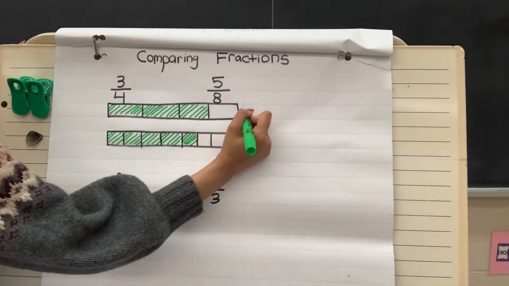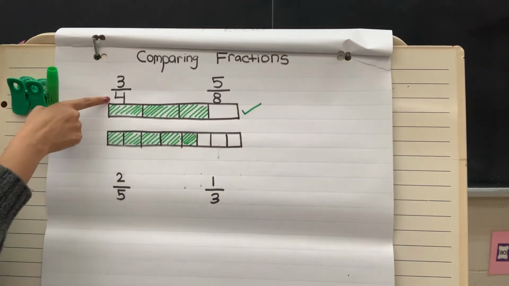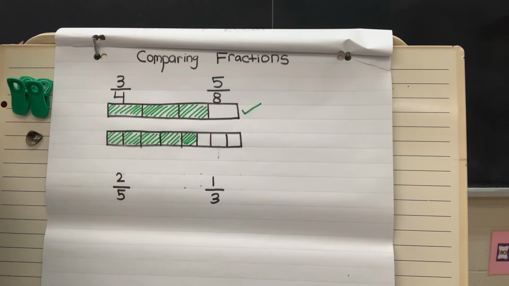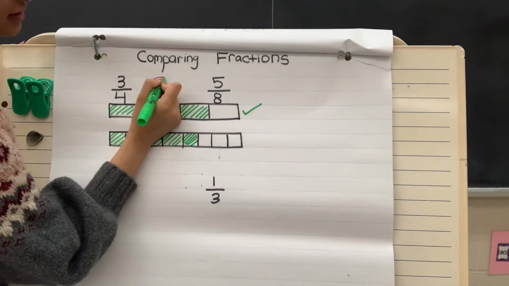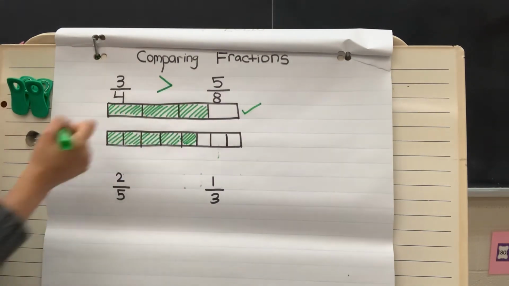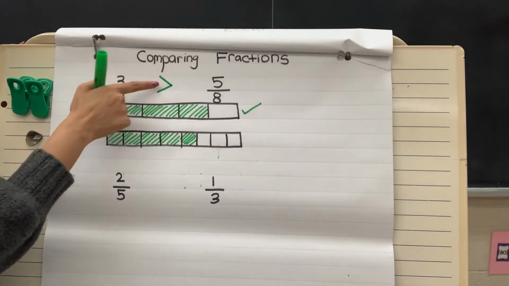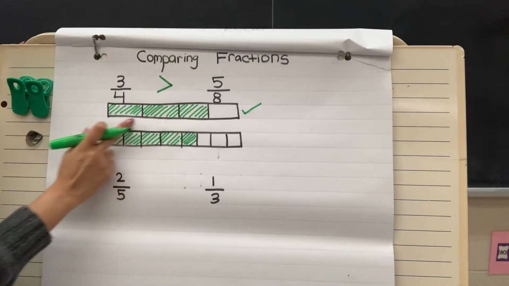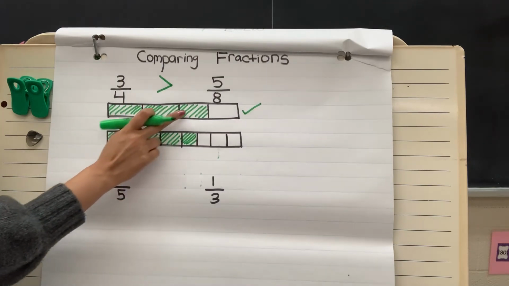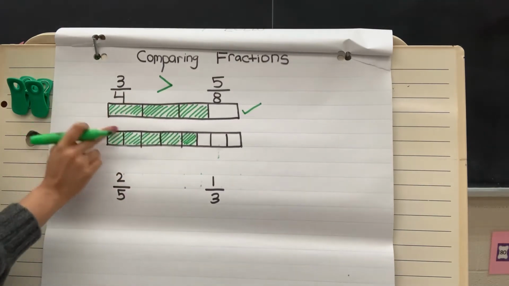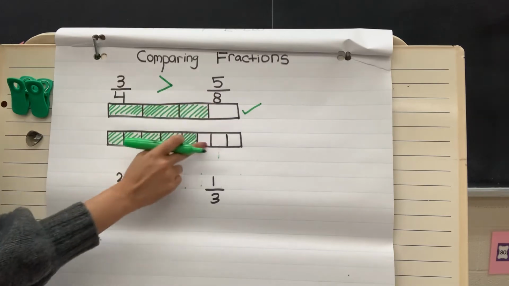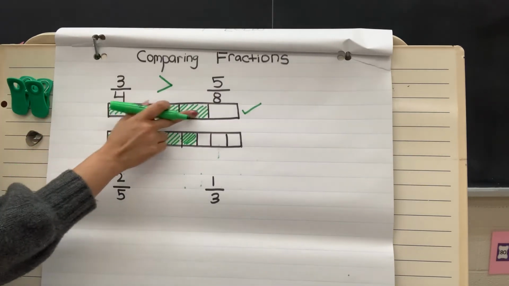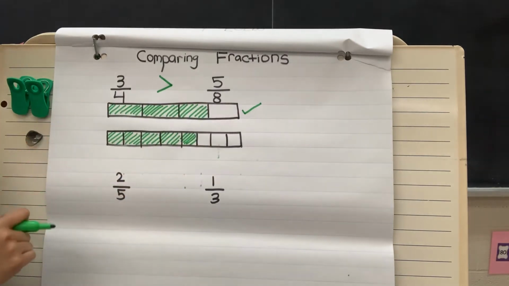It's this one, right? 3 over 4 is greater. What's my greater symbol? So my 3 over 4 is greater than 5 over 8 because look, the bar graph is telling me that 3 over 4 is greater than 5 over 8. This is my 5 over 8 bar, and this is my 3 over 4.